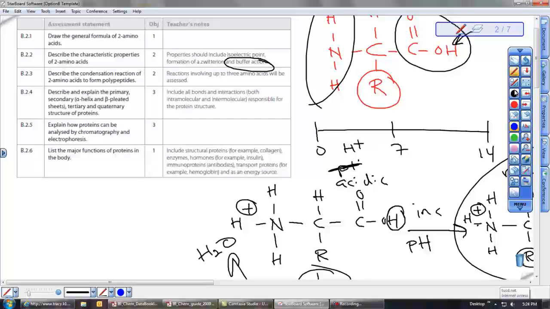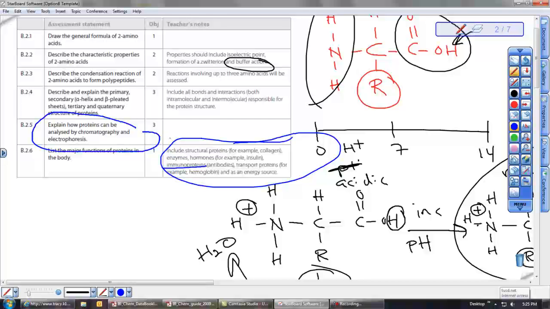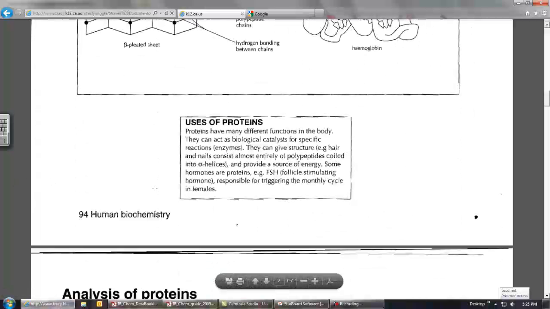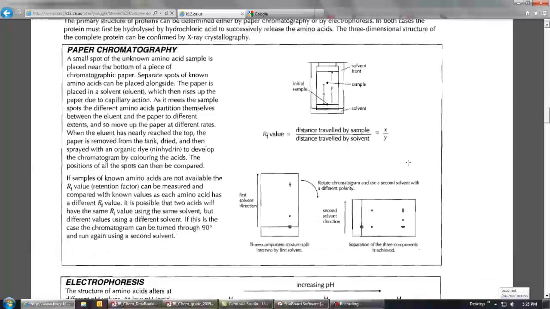Okay, see this one here? Memorize it. Read it on your own. Major functions, you can read it. Collagen, enzymes, this is online. Hormones, antibodies, just read it online. Okay? Structure, like muscles, easy. Okay, how proteins can be analyzed by chromatography and electrophoresis. Oh, man. You guys are so lucky. Oh, look, there's uses of proteins in this thing. Just memorize it.